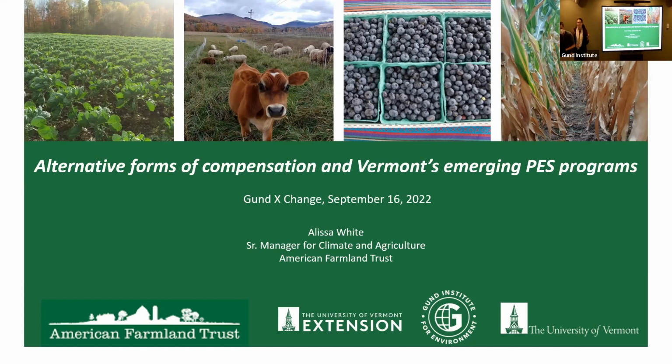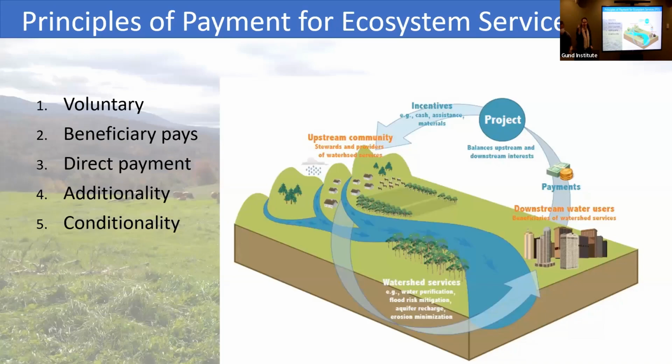Okay, so the first slide says, what are payment for ecosystem services? Maybe you've seen it before. It's a diagram of a flow of payments and services. So the quick version is that payment for ecosystem services are tools to incentivize the enhancement of ecosystem services.